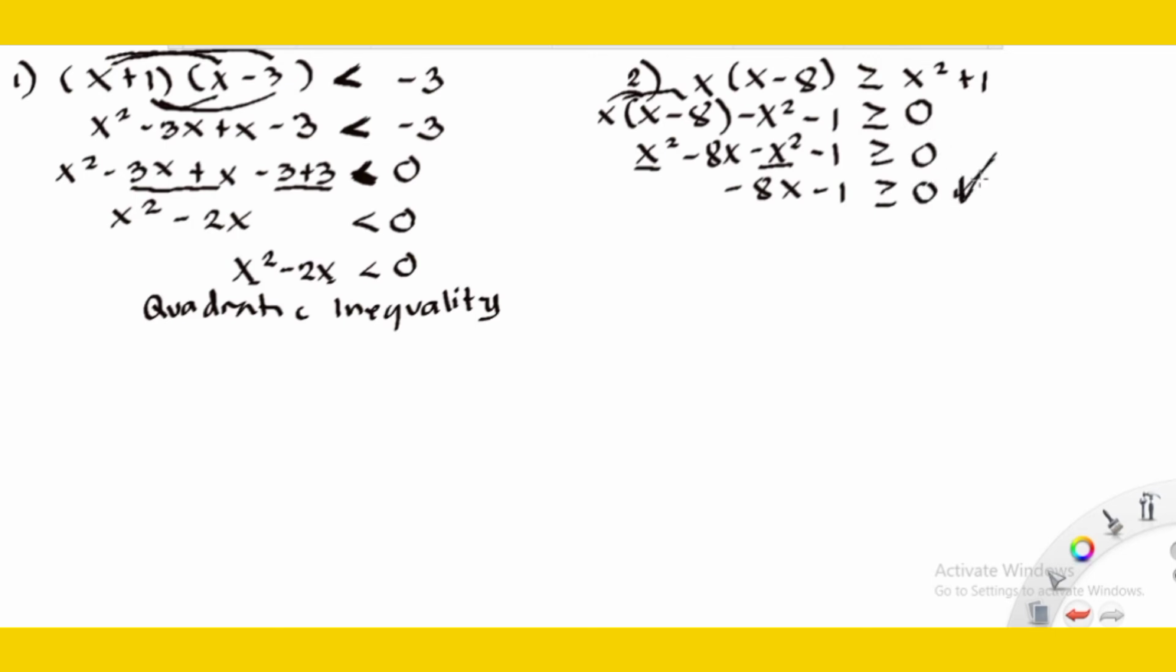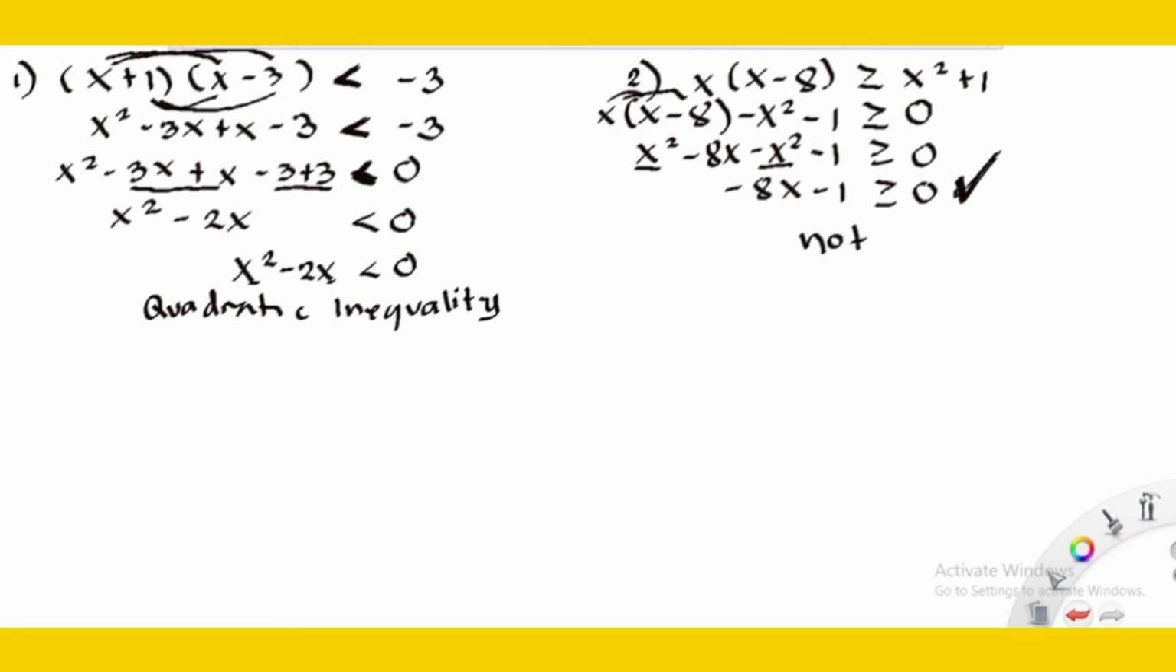So, this is an inequality because it has an inequality symbol. But since it doesn't have a quadratic term, the degree that we see is not 2. It is just 1. So, we cannot say that this is a quadratic inequality. So, this is not a quadratic inequality. But instead, this is a linear inequality. Alright? So, I hope that you understand it.